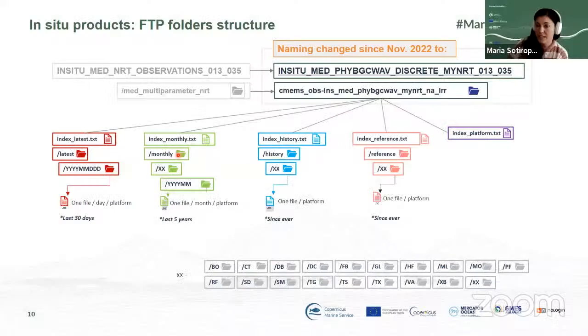These directories are described by an index file. You will find a list of all the contents of each directory inside this index file, and this will help you navigate and select the data that you are interested in.